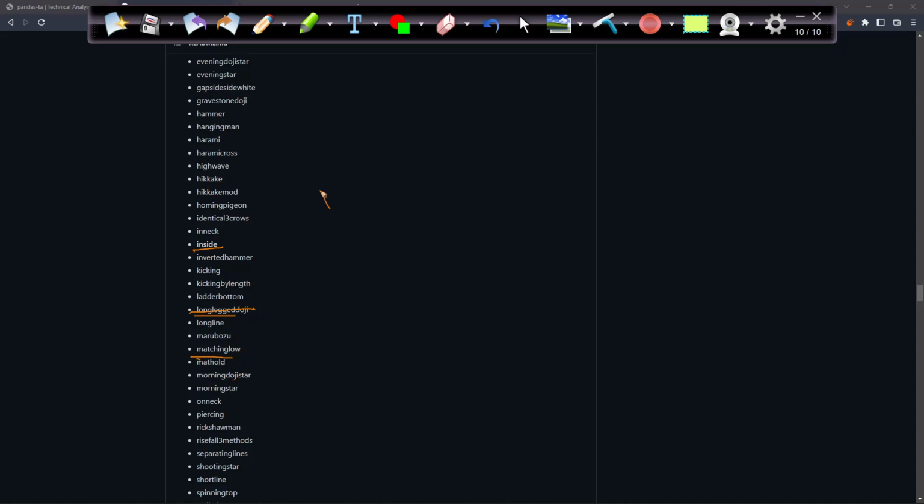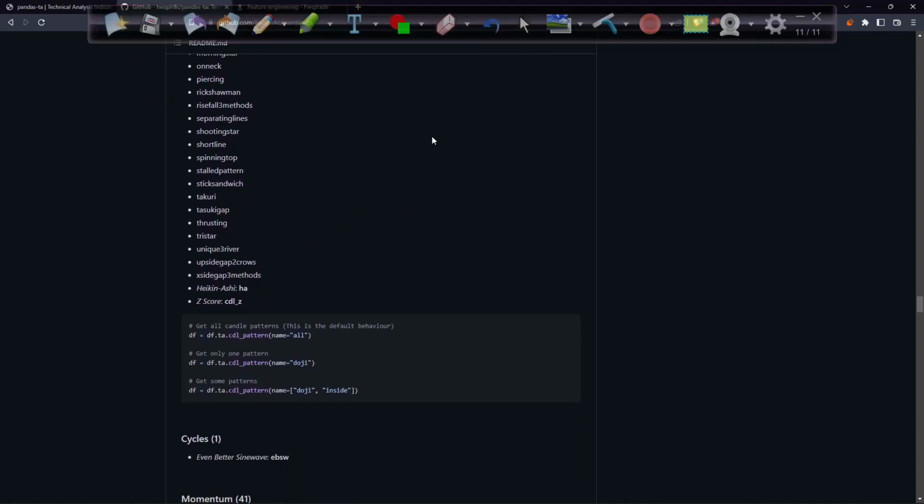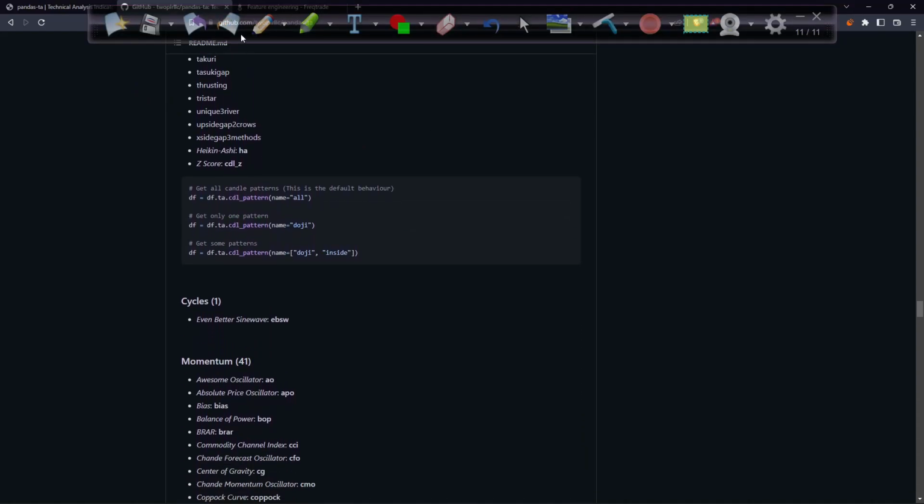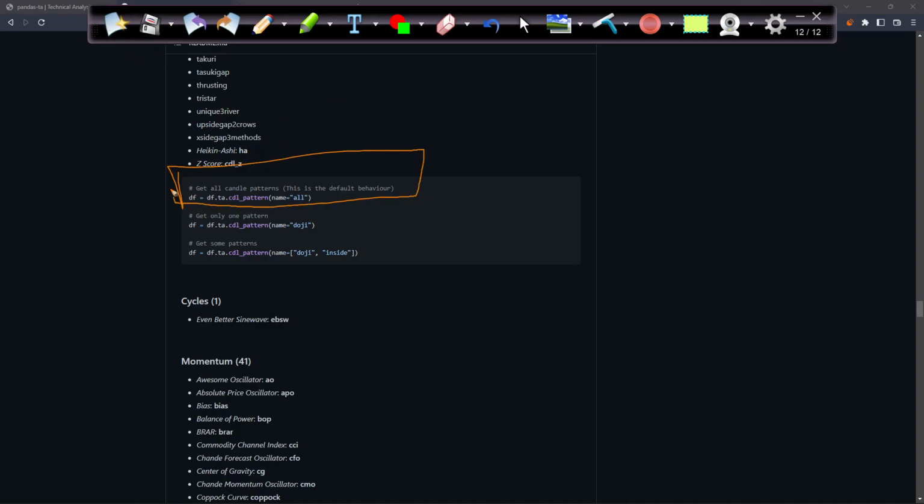Matching low is just, I think, something like this. Double top, meaning they both tested the same area and went up. Okay, morning doji star, and what else? Yeah, Akanashi is also good. And yeah, right, so we can get all the patterns using this. And we can get specific patterns like this.